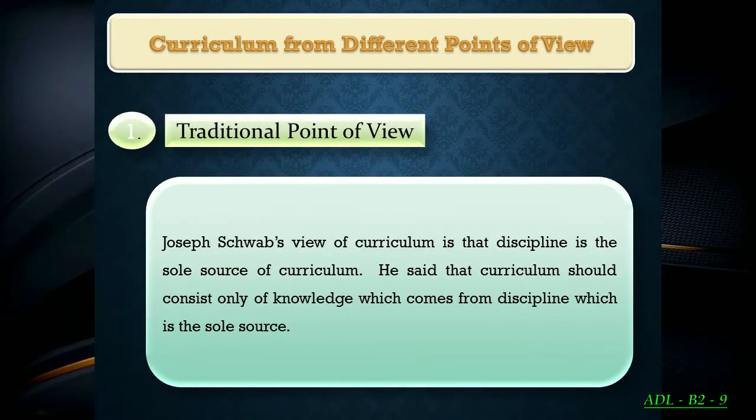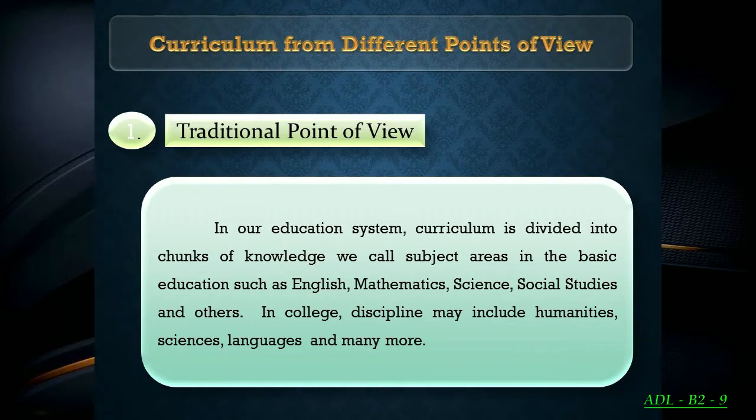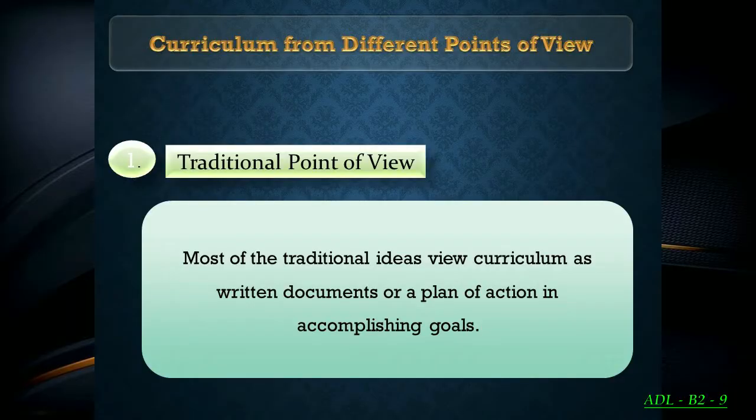For Joseph Schwab, the view of curriculum is that discipline is the sole source of curriculum. He said that curriculum should consist only of knowledge which comes from discipline. In our education system, curriculum is divided into chunks of knowledge we call subject areas in basic education, such as English, mathematics, science, social studies, and others. In college, disciplines may include humanities, sciences, languages, and many more. Most of the traditional ideas view curriculum as written documents or a plan of action in accomplishing goals.